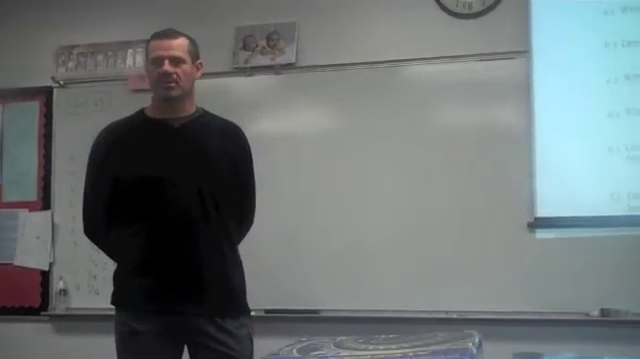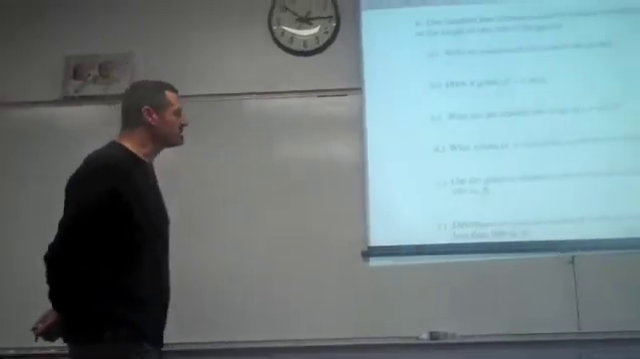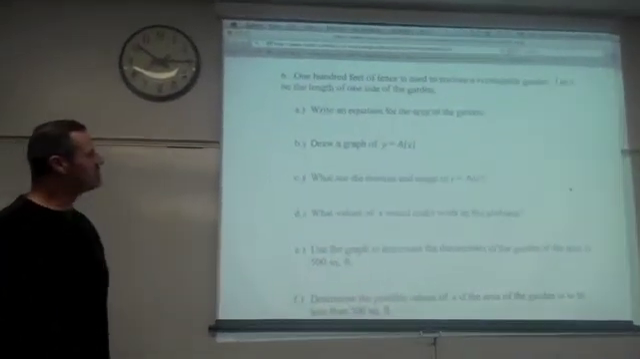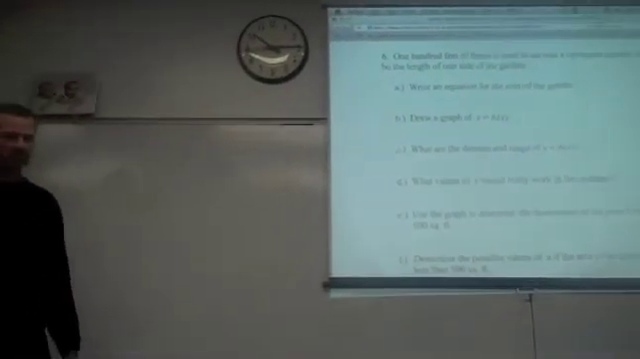Okay, so here's the worksheet I want you to do right here. And we're just going to go through number 6 together in class. So the question says, 100 feet of fence is used to enclose a rectangular garden. Let X be the length of the side of the garden.